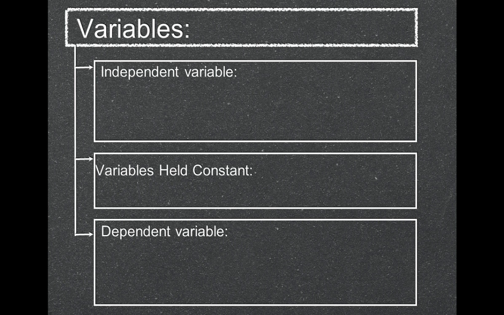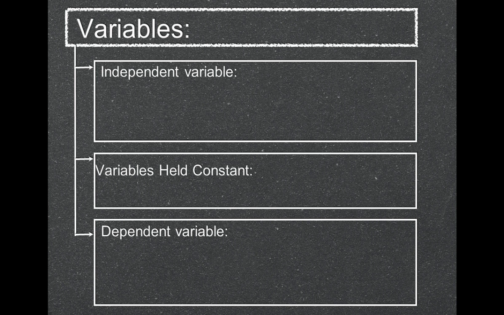Now, when we set up an experiment, you guys told me yesterday we have variables, these different factors. Well, we have different categories of variables. There are 3 categories of variables that we talked about: independent variable, dependent variable, and variables held constant. Has anyone learned about these 3 types of variables before?